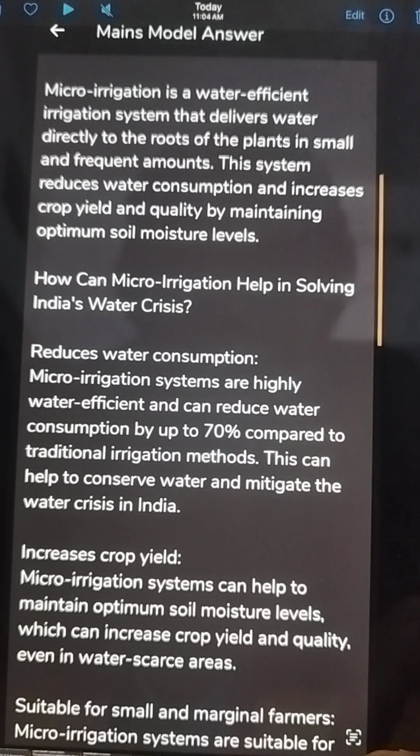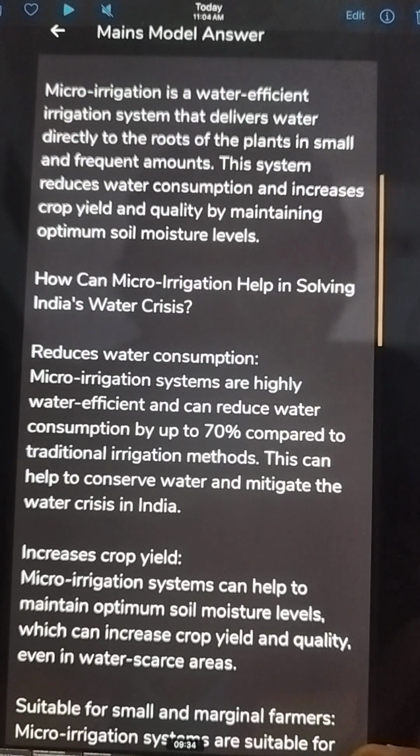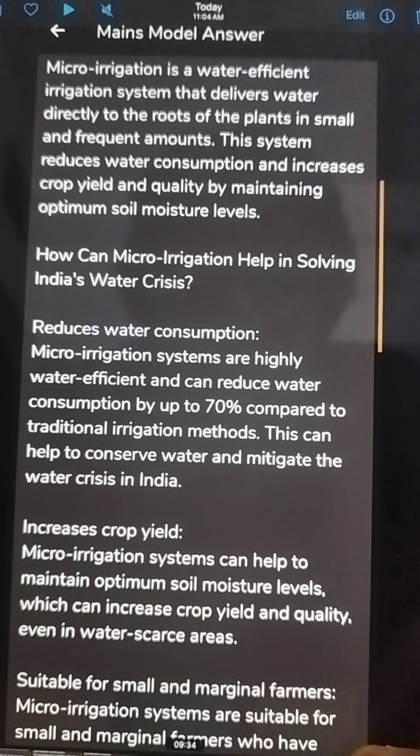How can micro irrigation help in solving India's water crisis? Reduces water consumption. Micro irrigation systems are highly water efficient and can reduce water consumption by up to 70% compared to traditional irrigation methods. This can help to conserve water and mitigate the water crisis in India. Then comes increases crop yield. Micro irrigation systems can help to maintain optimum soil moisture levels, which can increase crop yield and quality even in the water scarce areas.